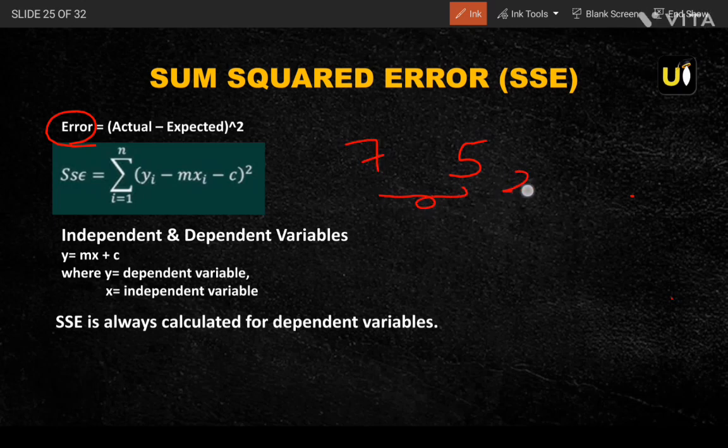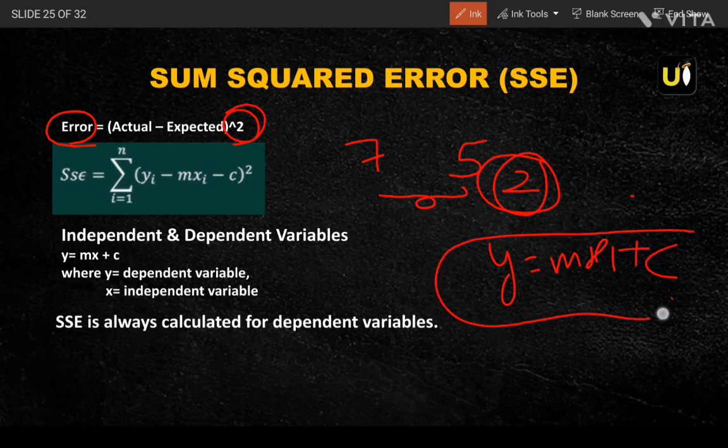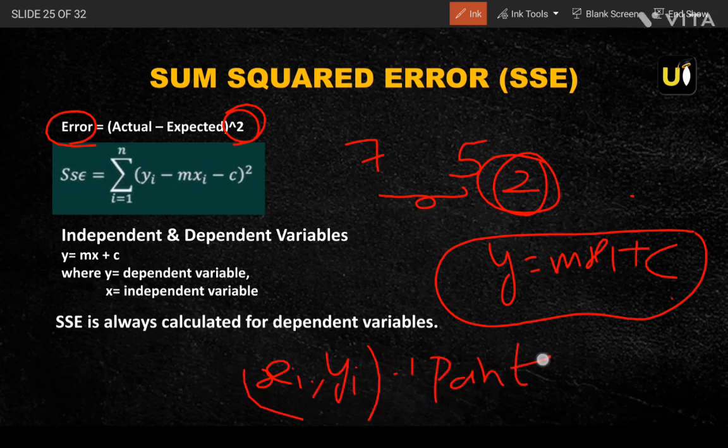The error is 2. Here in this case we are considering a square term also. That means the error is actual minus expected, whole square. Don't get confused. In the sum squared error theory, error is equal to actual minus expected whole square. For example, we are given a line equation y is equal to mx plus c. The sum squared error of this line is yi minus mxi minus c whole square, where xi and yi are the points on the line.